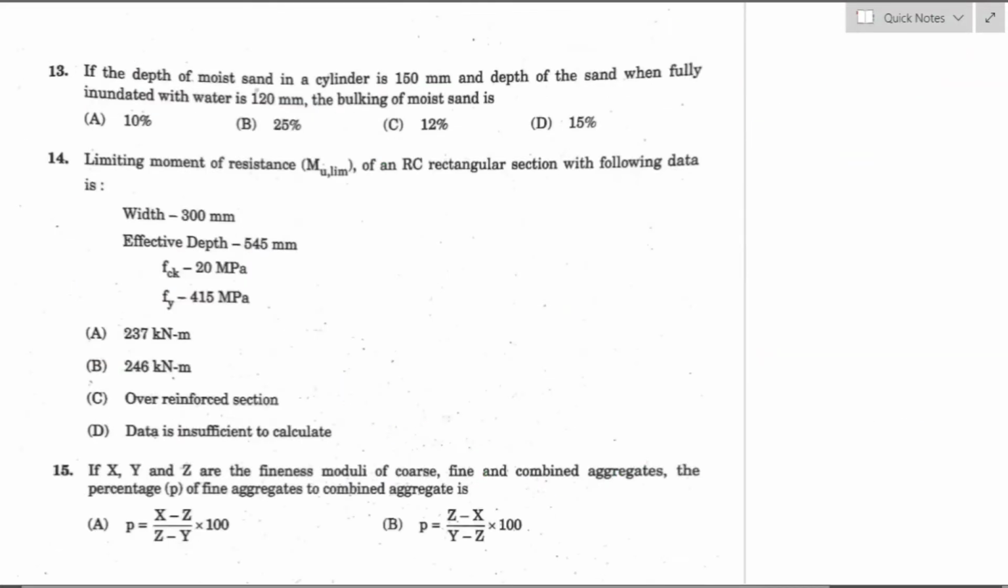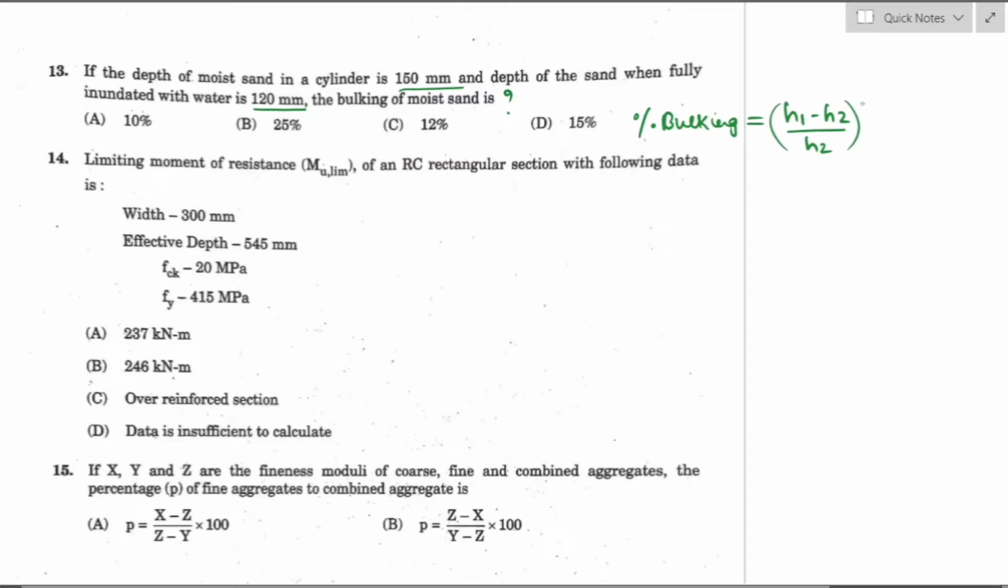Question number 13. If the depth of moist sand in the cylinder is 150 mm and depth of the sand when fully inundated with water is 120 mm, then bulking of the moist sand is. We know that percentage of bulking of a moist sand is given by the formula H1 minus H2 divided by H2.